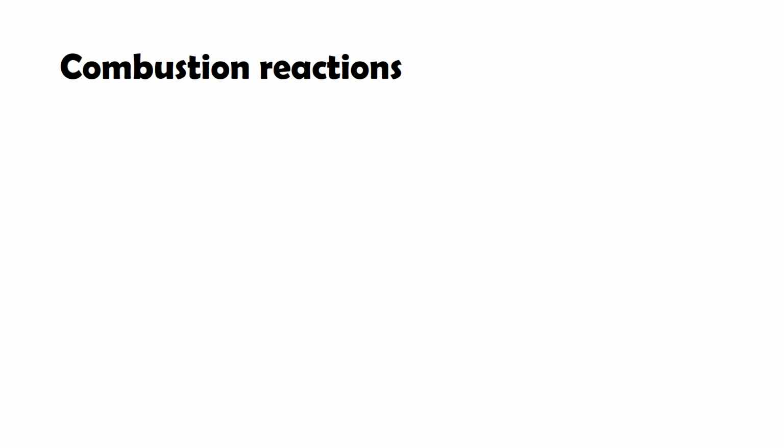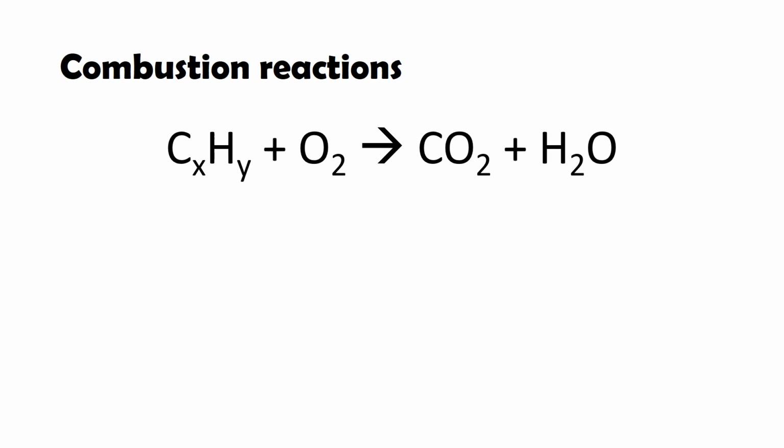In a combustion reaction, a substance made of only carbon and hydrogen, a hydrocarbon, or what can also be called an organic compound, reacts with oxygen. The products of a combustion reaction are always carbon dioxide and water. In this general example or pattern, X represents a variable number of carbon atoms and Y represents a variable number of hydrogen atoms that together make up that hydrocarbon.